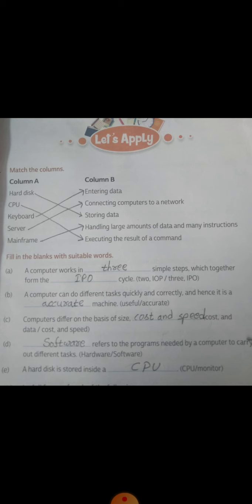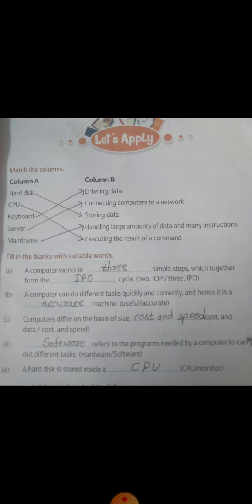Then we will discuss the fill in the blanks type question answers. A computer works in dash simple steps, children. Three simple steps: input, processing, output, which together form our IPO cycle. Input is taken through the input devices, through the CPU it processes the instructions, and through output it displays the result. A computer can do different tasks quickly and correctly, and hence it is an accurate machine.